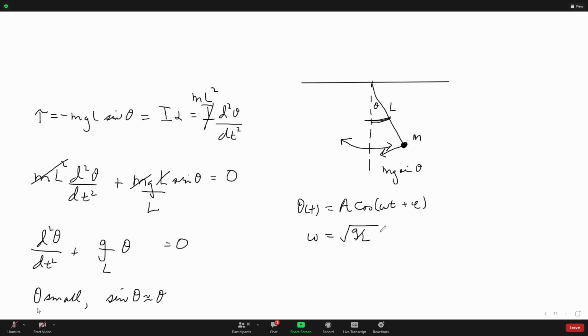Notice that the frequency, and therefore the period, does not depend on the amplitude. So a simple pendulum that I displace a little tiny bit and let it go, that same exact pendulum, I displace it more and let it go, and it's going to have the same period. It doesn't depend on the amplitude. It only depends on L, the length of the string.